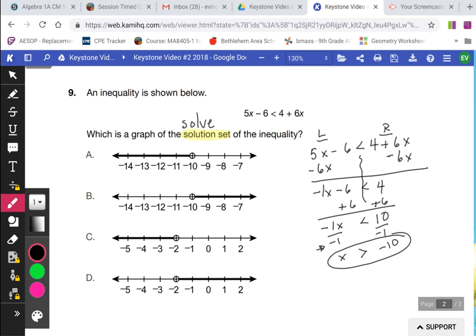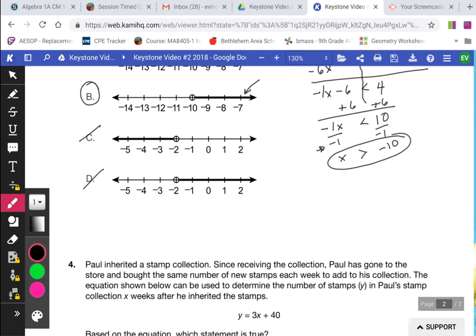So negative 10, that's a solution only in A or B, so C and D are gone. And because x is greater than negative 10, that means that I want the stuff that's shaded to the right, to the bigger side of negative 10, and that is B. Remember, numbers that are more positive are the bigger numbers when you get negative. Okay, it's just like solving an equation, except you have to take care of that inequality sign. Hope that explained that one.